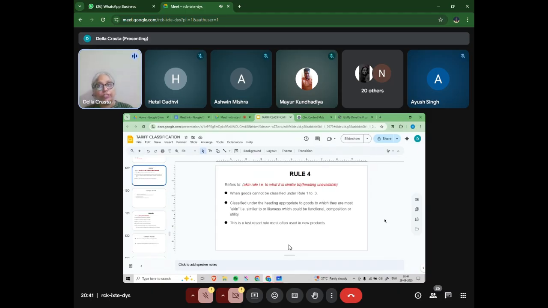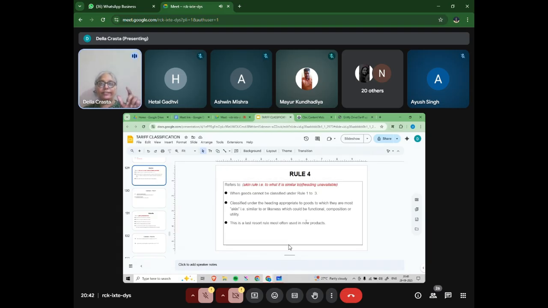Similarity can also be based on the function, similar functions which an already existing product is carrying out. Similarity can also be based on what is the end product that it gives out, meaning what is the end result after using that product, what do you get. So based on that also similarity can be applied. So rule 4 is talking about most akin to or most similar to. Okay, so this is the last resort rule.